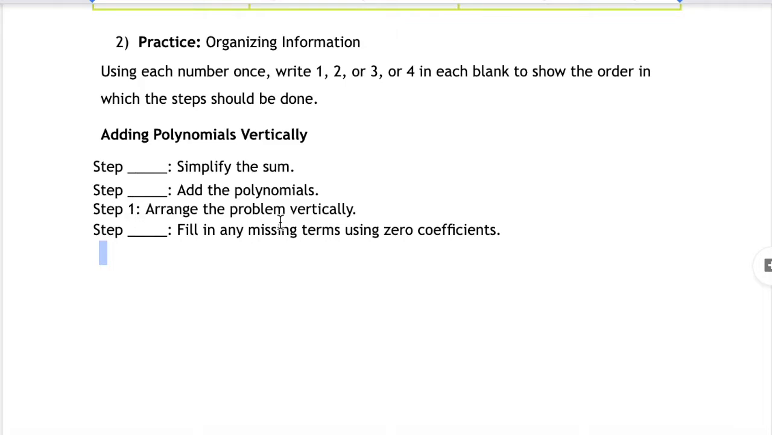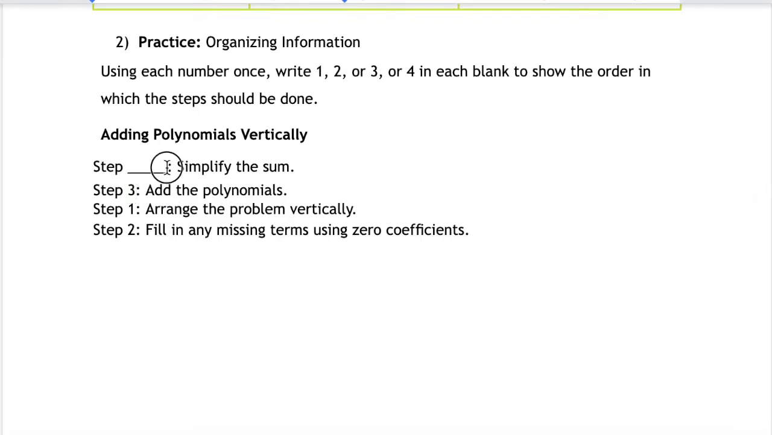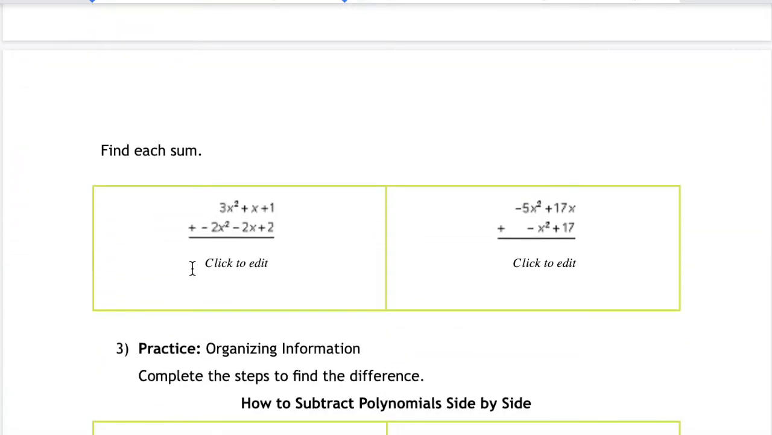So we first want to arrange the problem vertically, meaning we take the first expression and then we stack it on top of the second expression. We're going to fill in any missing terms with 0 coefficients. And I'm going to show you what that means in just a sec. And then I'm going to add the problems. So that's going to be my step 3. And then step 4, I'm just going to simplify my sum by combining like terms. So let's look at an example.